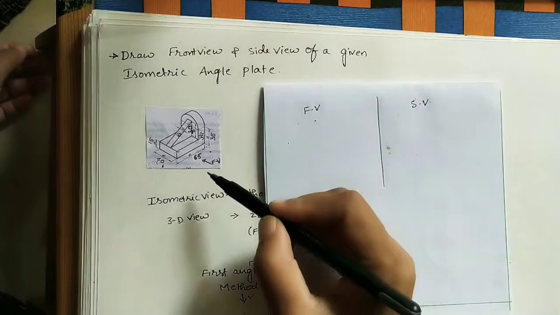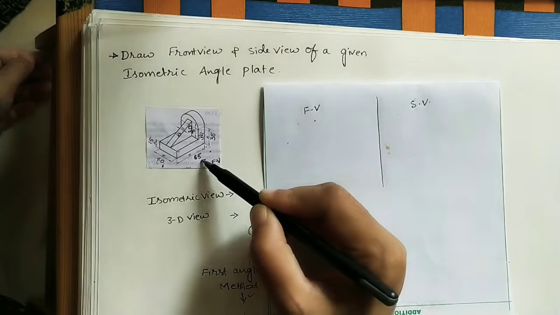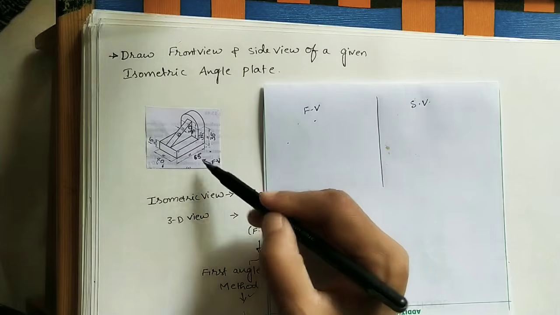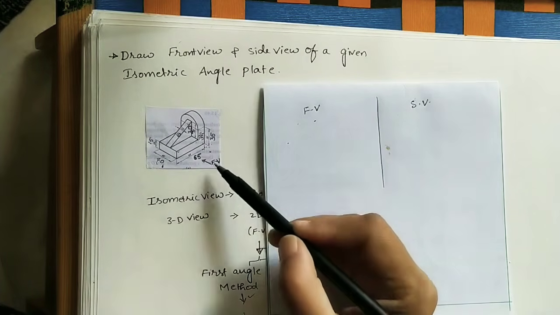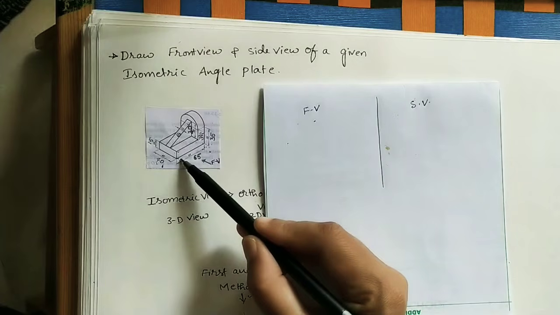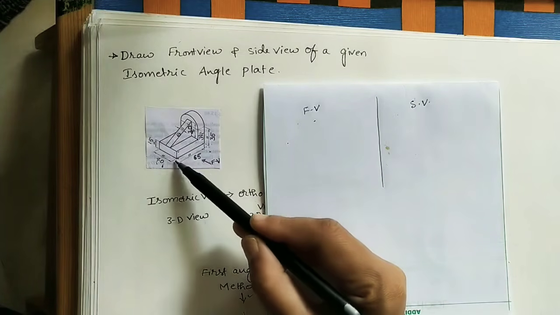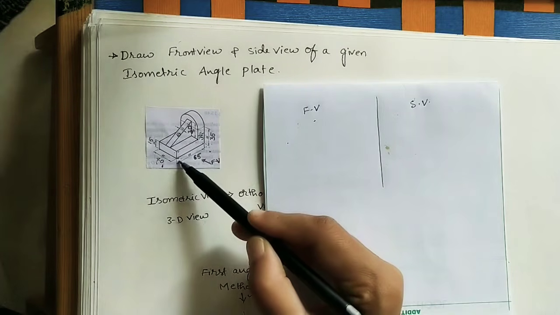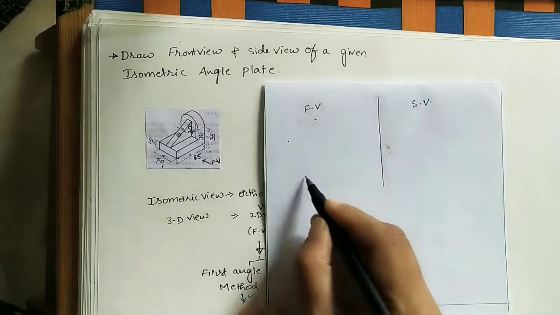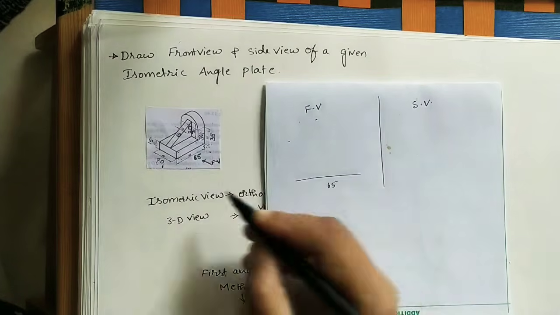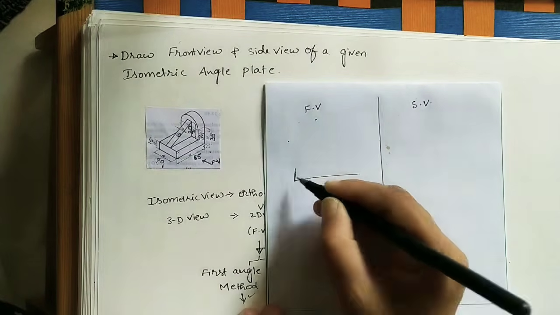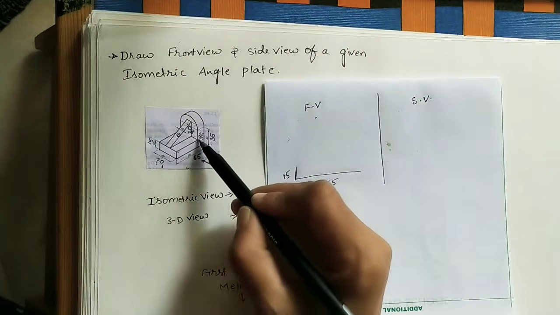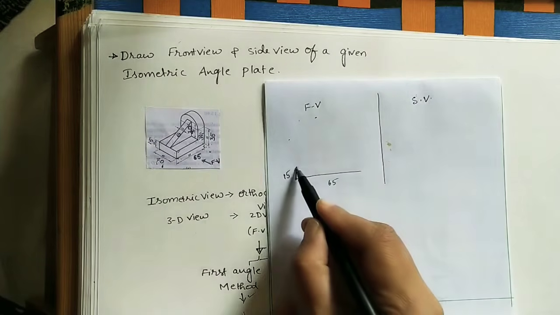For the front view, take the arrow: wherever the arrow is given, that is the front view. Here the arrow is given in this direction, so we have to see the entire isometric view from this side. Seeing from this side, we can see the 65 mm width, and the height is 15 mm. So initially take a 65 mm line and this height of 15 mm. Roughly mark the dimensions.